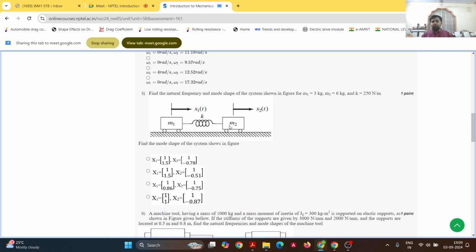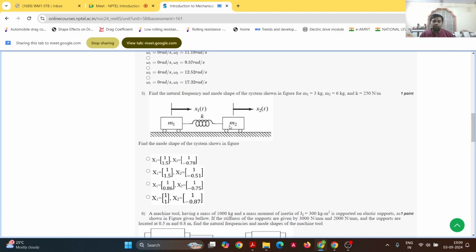So basically the amplitudes, the displacements, will be in a certain ratio, either equal and opposite, like 1 and minus 1, or in some other ratio, depending on the natural frequency. It basically depends on the mass and stiffness properties of the system.